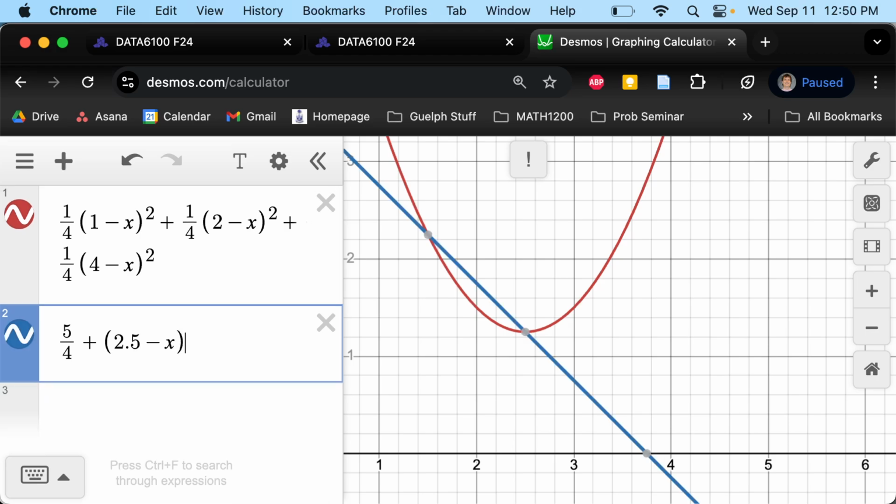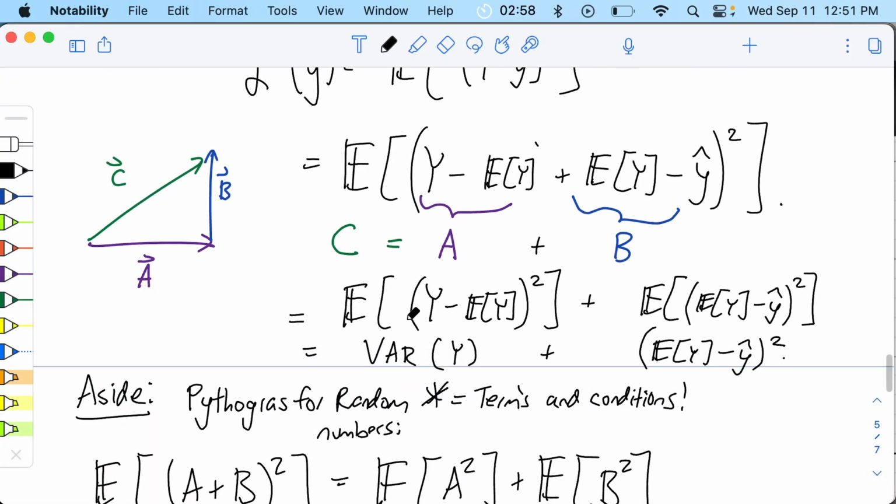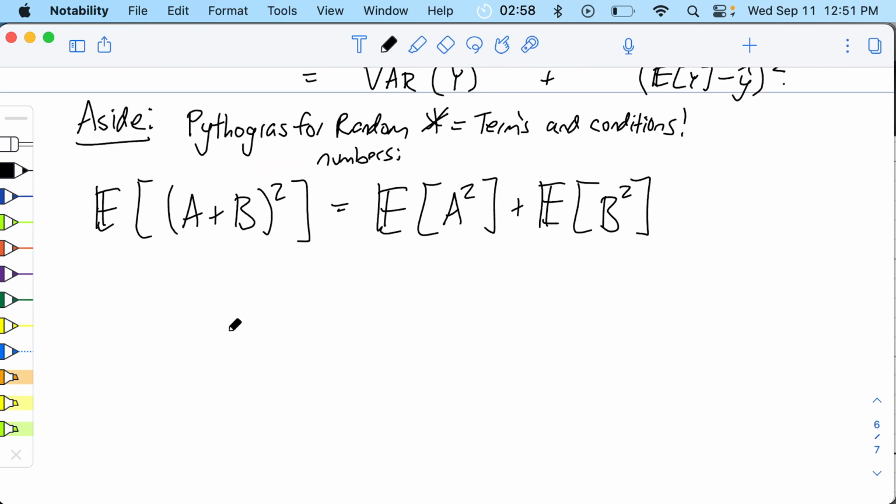2.5 minus x squared. So we have taken our huge nasty thing and we have factored it so that it is a constant plus how far away you are from the mean of the random variable. And in this point of view, once we have factored it like this, it is completely clear what value you should pick. You want to make this as small as possible. You should pick x equals 2.5 to make it 0, and then you're only paying this part. Okay, so maybe I'll add that as a quick, therefore, y hat equals expected value of y is the minimum.